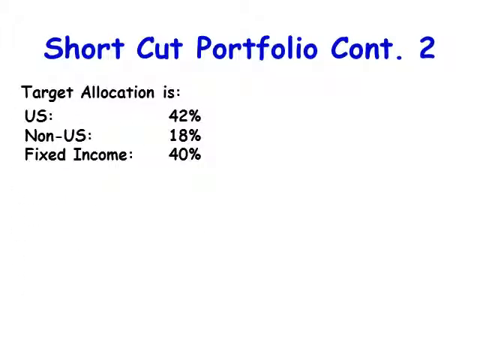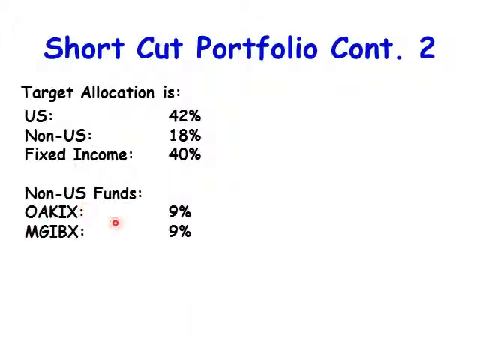Let's continue. We already have the allocation to US funds. Now we will do the non-US funds. We have these two funds for non-US, Oakmark and the MFS fund here, and we need 18%. I just give 9% each. Okay, 18% to the two of those, 9% each. That's a shortcut portfolio.